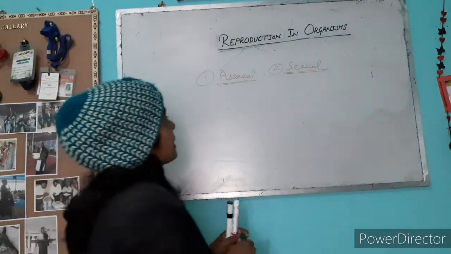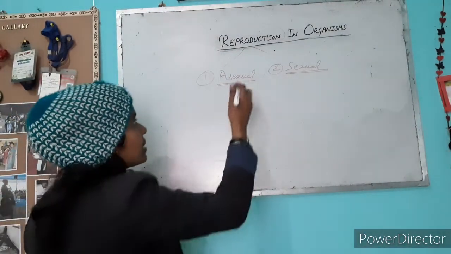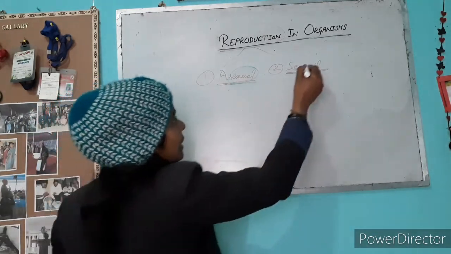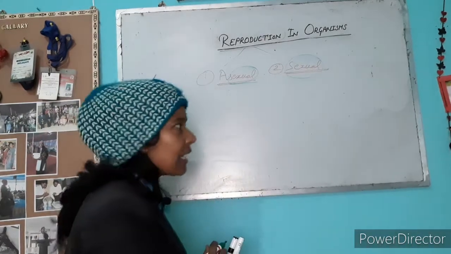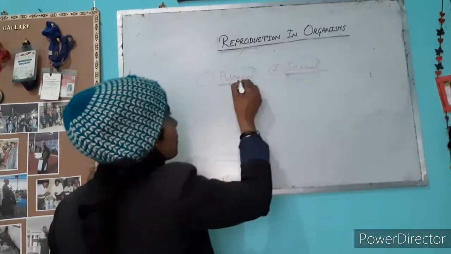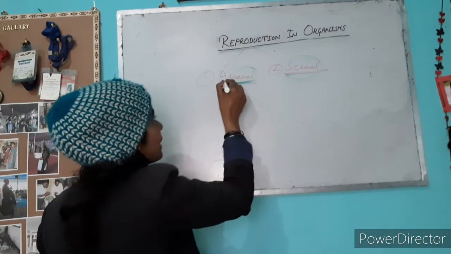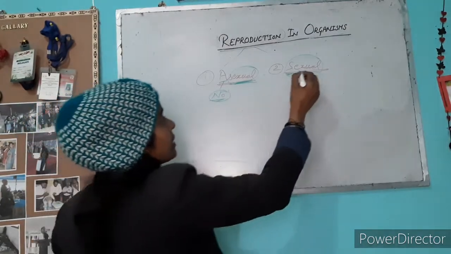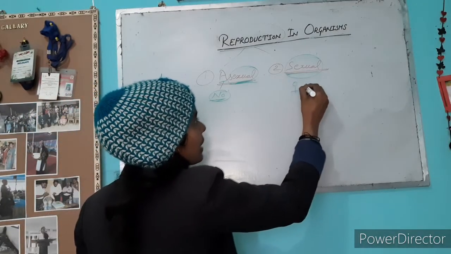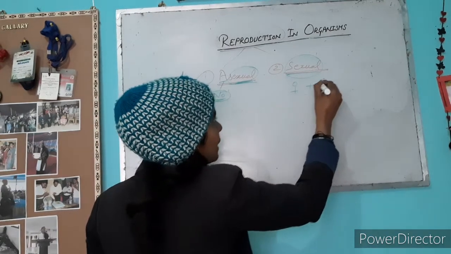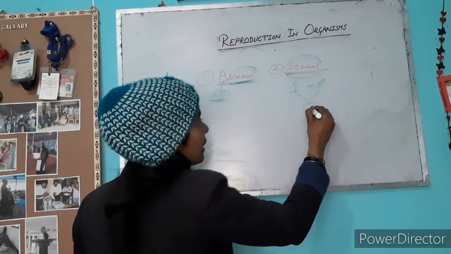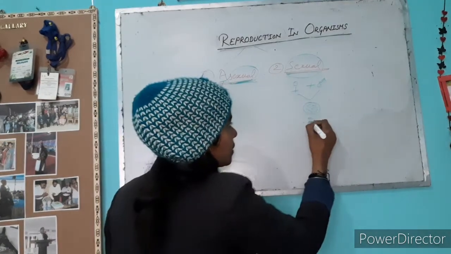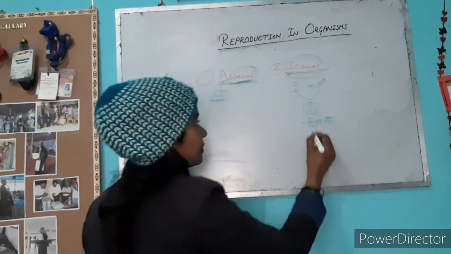Whenever you see asexual mode of reproduction, you see it is written sexual, and it is also written sexual; both are sexual, but before the word sexual it is written a, which means no. In sexual reproduction, female and male gamete fusion is needed, and that makes the structure zygote.